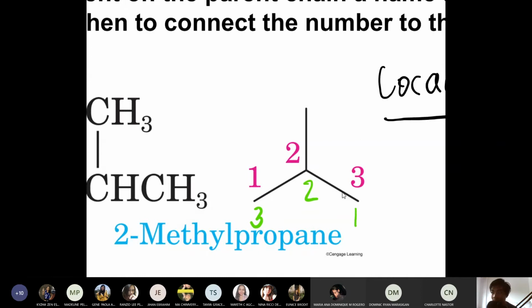1, 2, 3, propane. Then, on your second carbon, may CH3 ka. Ang CH3, na substituent, ang pangalan niya ay methyl. Saan nakadugtong yung methyl? Sa second carbon. So, the name is 2-methyl-propane. So, uunahin mo yung substituent before the parent. No? Substituent muna, then the parent. Okay? Yung pag-assign ng locant or yung number, mag-number ka left to right ng parent chain, then right to left ng parent chain. Piliin mo yung lowest combination.